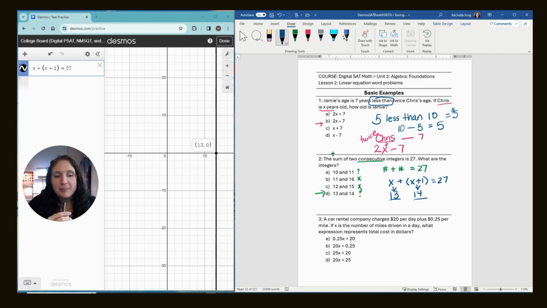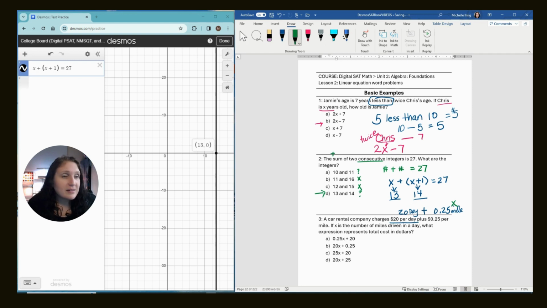All right, a car rental company charges $20 per day plus. Look at how nice they are. $20 for a day, and they literally say the word plus. 25 cents. And then a mile. If X is the number of miles, look at how I just do this. I just put X over miles.